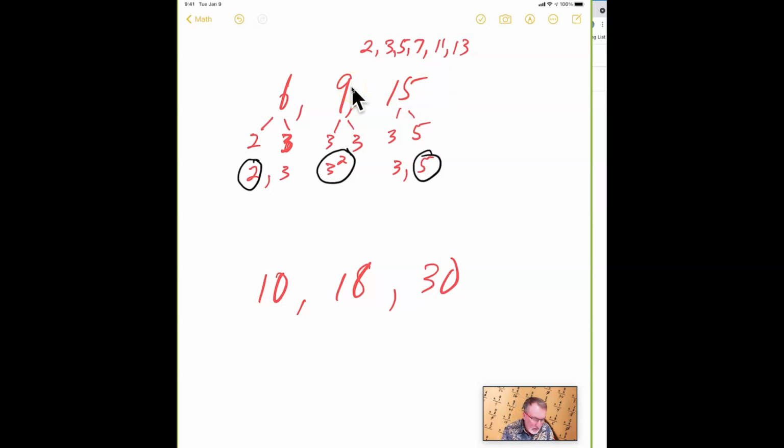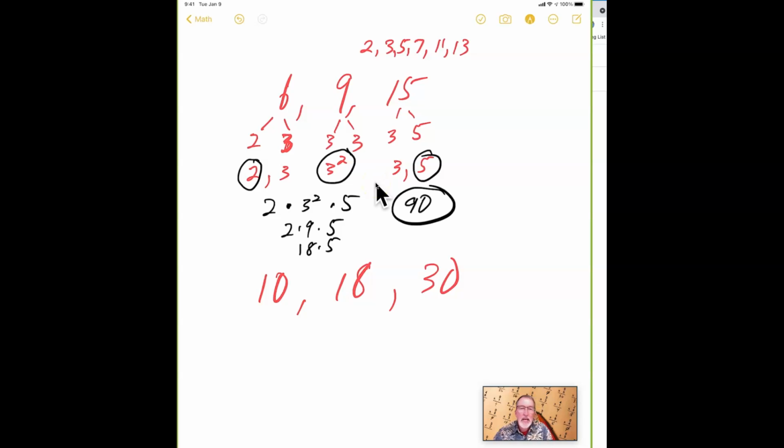So 2 times 3 squared times 5. So if we use PEMDAS, that becomes 2 times 9 times 5. And still sticking with PEMDAS, 18 times 5 and the magic rule of multiplication by 5. Take half of 18 and add a 0, 90. 90 is the smallest number we can use for 6, 9, and 15. These all divide into 90 evenly. So that's how we find it.